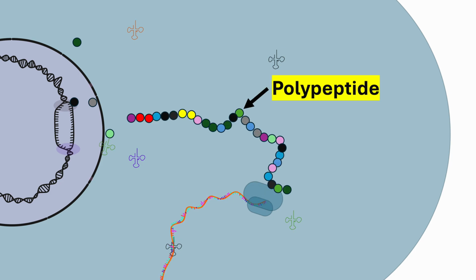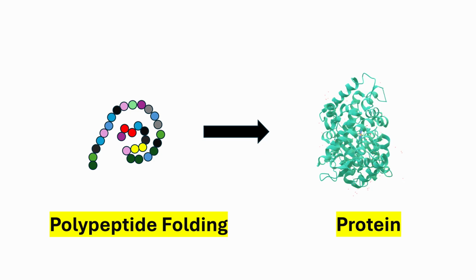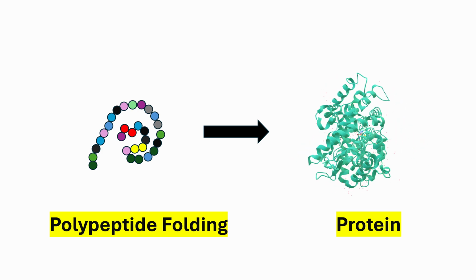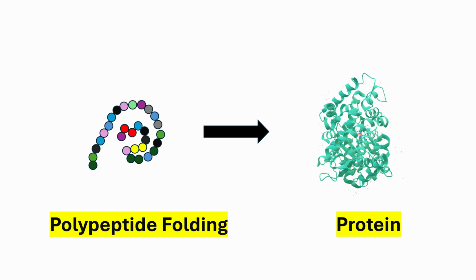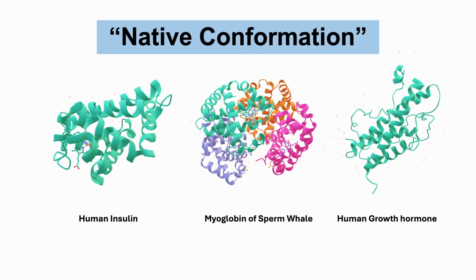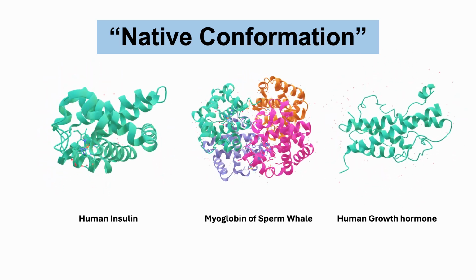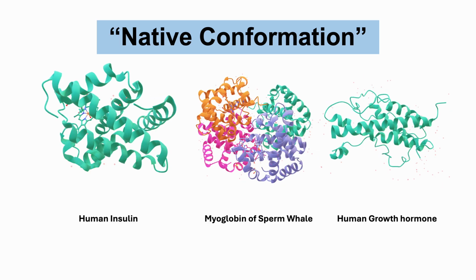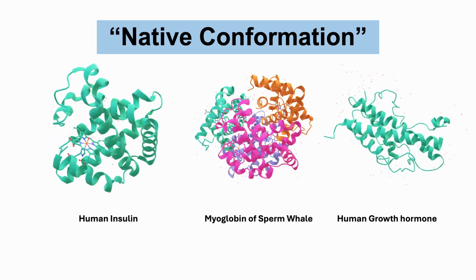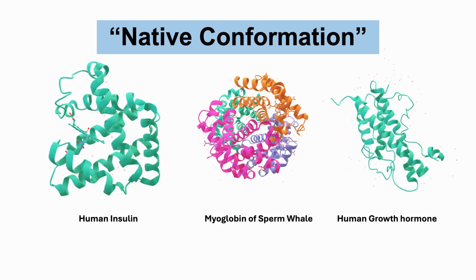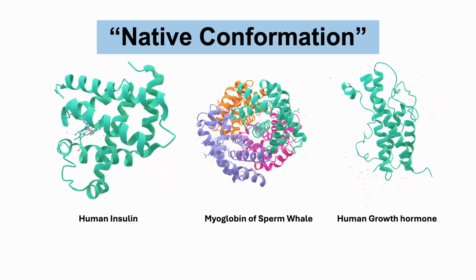So once the polypeptide chain is formed, this long chain of amino acids begins to fold into a specific 3D structure. This process is known as protein folding. Once folded right, the protein reaches its native conformation, its perfect shape. The shape it adopts is not random. It is dictated by the amino acid sequence itself. Check out human insulin, myoglobin from a sperm whale, and human growth hormone. Each has a unique twist and functions in organisms.